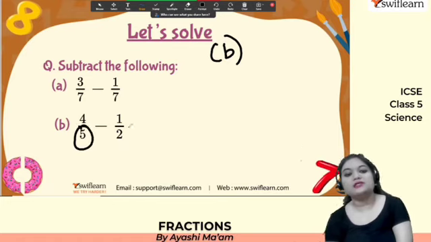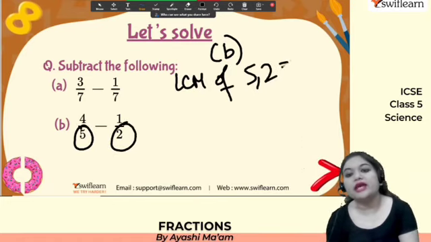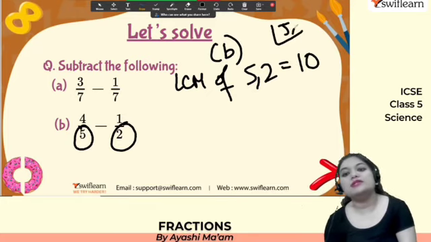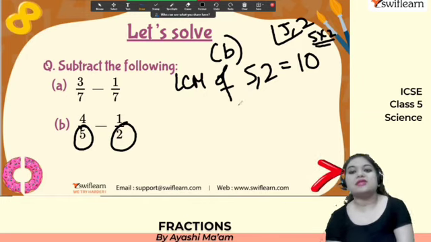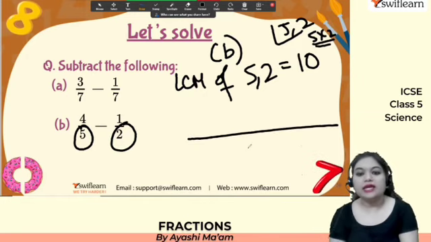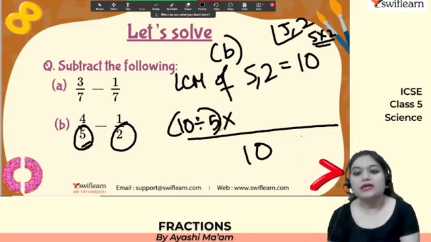So denominators are 5 and 2. First find out the LCM of 5 and 2. You will get the LCM as 10, 5 into 2, that is nothing but 10. Now we are taking the LCM, that is 10. We are dividing by the first denominator, that is 5, multiplying with the first numerator, that is 4.